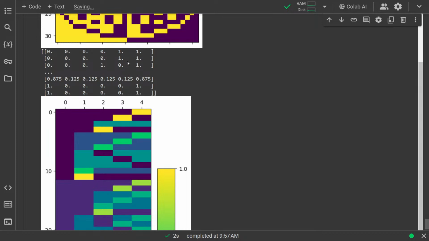Yeah. No, it's not gonna let you print the whole thing. That's cool.